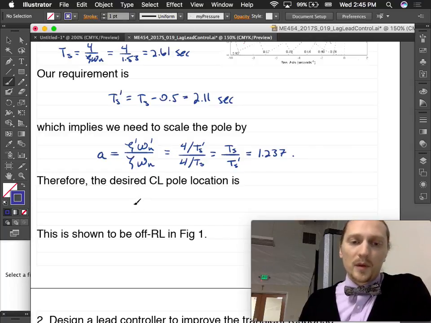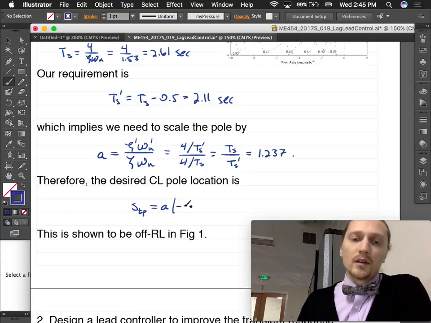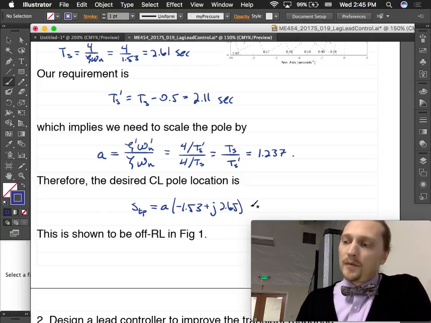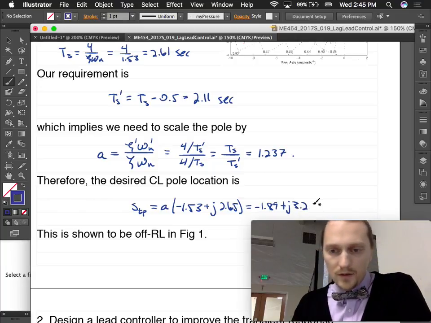Therefore, the desired closed loop pole, sometimes we call it the test point, so I'll write STP in the subscript there. So A is our scaling factor, times the original one that we got from just using proportional control, plus j 2.65. So this was the original pole location. And that gives us negative 1.89 plus j 3.28.